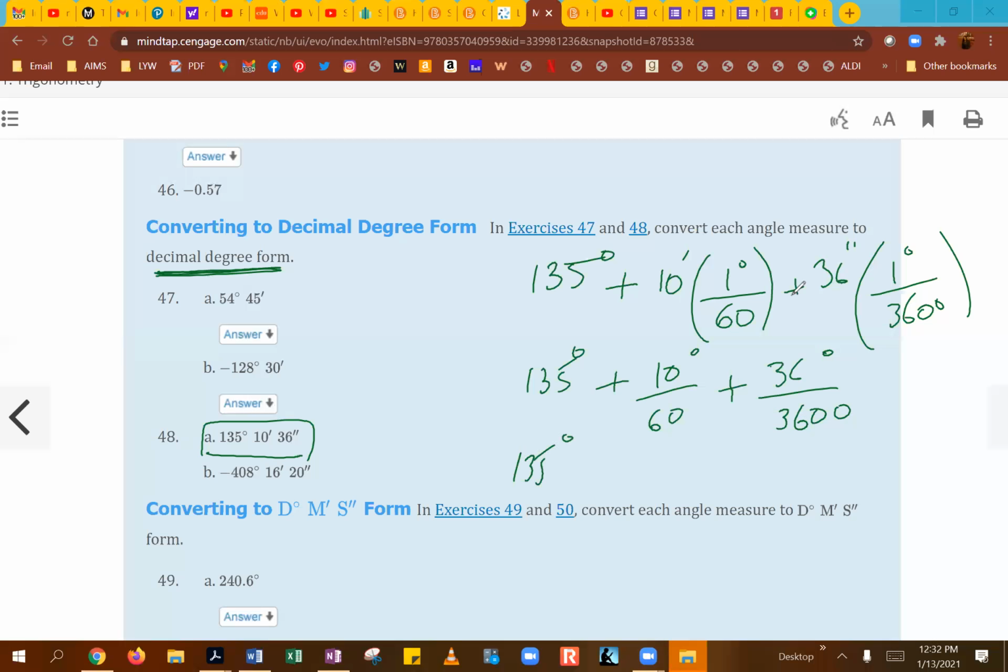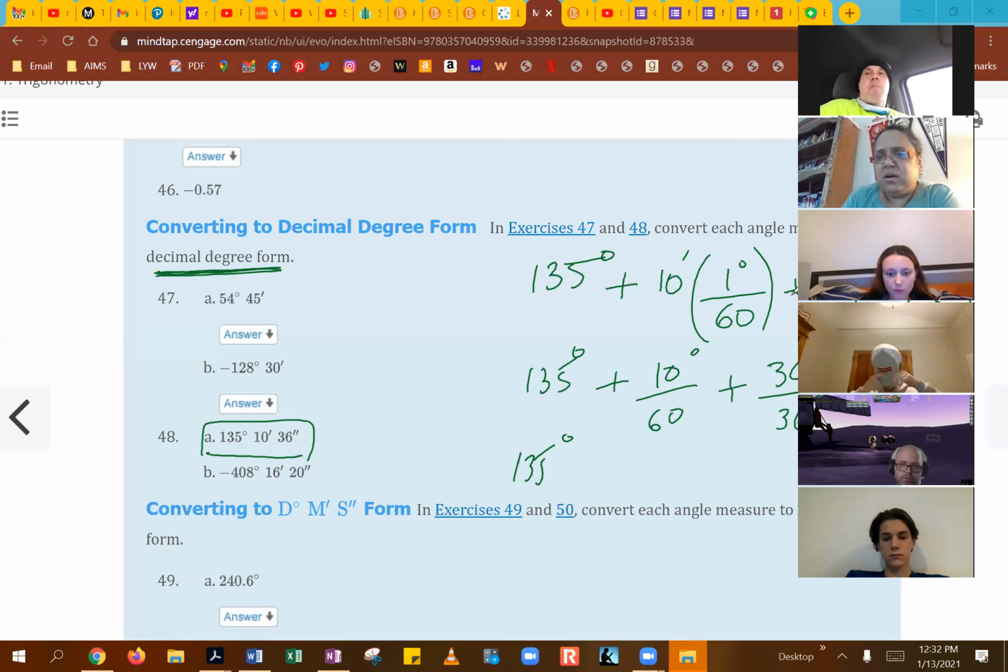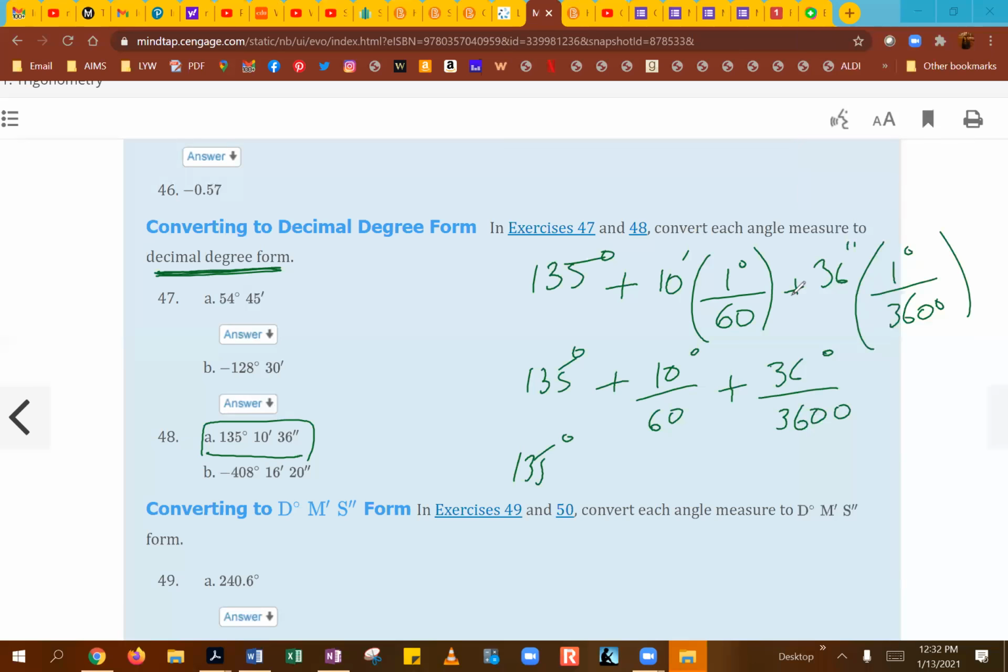So Abdul Aziz, you had 10.17. What did you get that for? Because 10 divided by 60 is going to give you a repeating decimal of 0.1666, repeating. And then the 36 divided by 3600, of course, 36 will cancel out. So technically you get 1/100, or as a decimal, 0.01. So once you have converted those minutes and seconds into degrees, then you just add everything together.